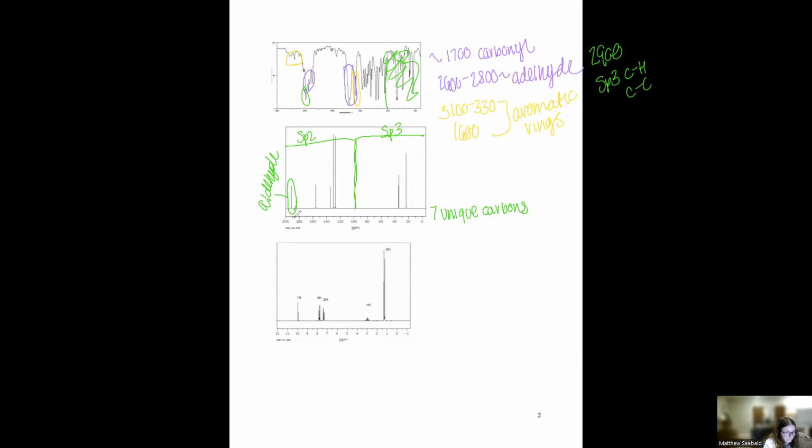If the spike was after 200, it would be more clear that it was a ketone. But since it's less than 200, it's pretty clear that it's an aldehyde. Next, let's move on to the spikes between 120 and 160. This is in the realm of the aromatic rings. So we know that we for sure have an aromatic ring. Lastly, let's move on to the spikes between 20 and 40. These peaks are our sp3 carbon-carbon and carbon-hydrogen bonds.